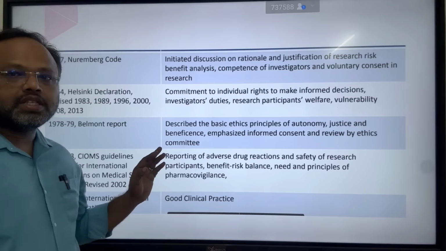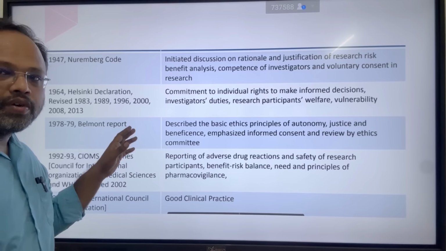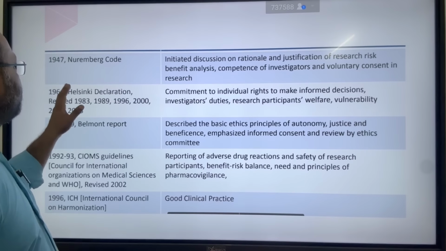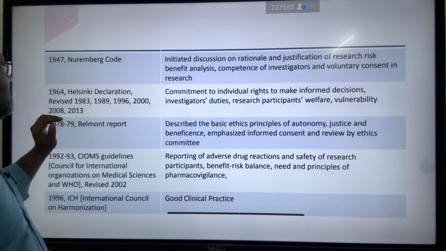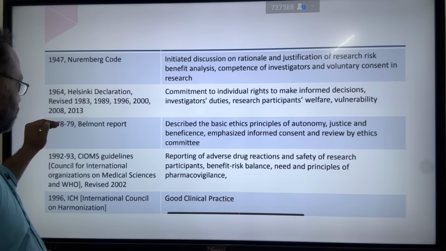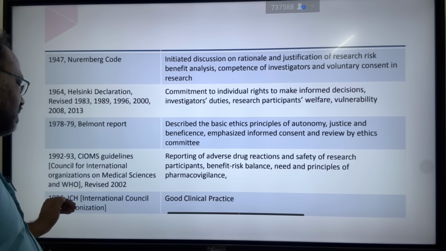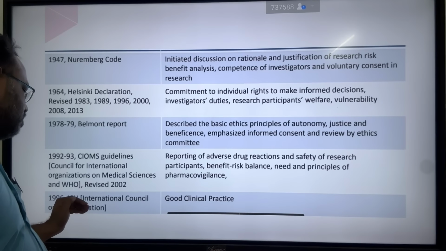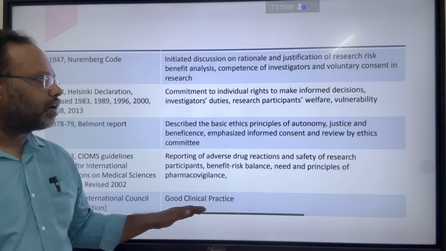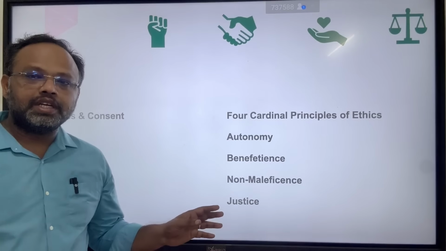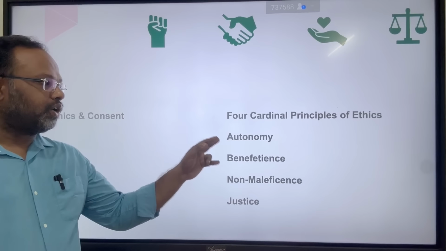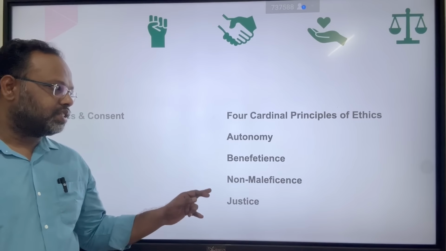Then we have discussed about different stages of evolution of the ethics in health research. So we have discussed about Nuremberg Code, Helsinki's declaration, which was revised subsequently, then Belmont's report, CIOMS guidelines, then ICH or International Council on Harmonization, which provides the good clinical practice. Ultimately, the 4 ethical principles for research are autonomy, beneficence, non-maleficence, and justice.